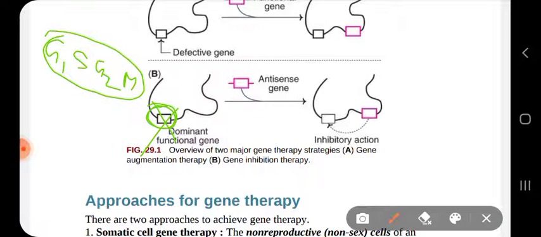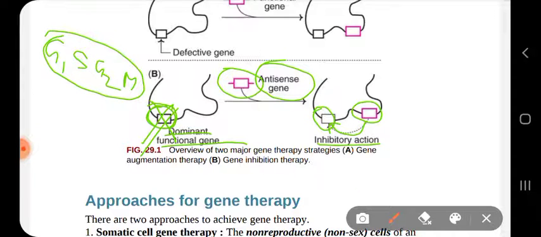Now for this, we will have to introduce that normal gene also in the next step. So firstly we have to eliminate the function of this dominant mutated gene, and for this reason we have to use an antisense gene which is complementary to that gene. This antisense gene will block the expression of that dominant mutated gene. So it will have an inhibitory action. And then, by knocking out that particular gene, we will introduce a normal gene for the particular function that used to be in this gene.